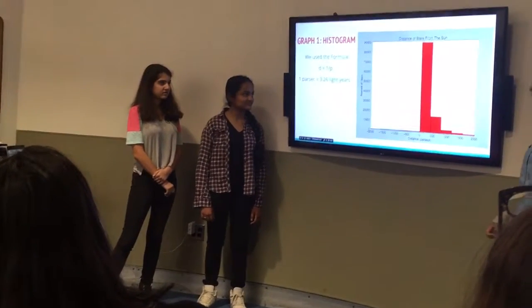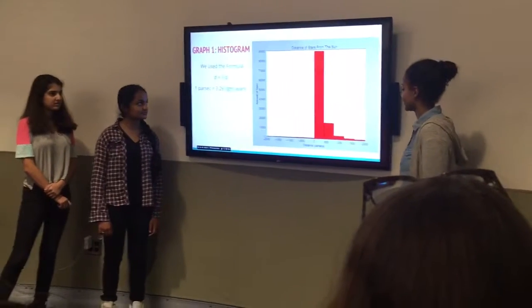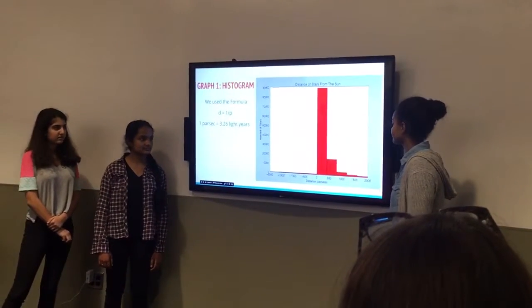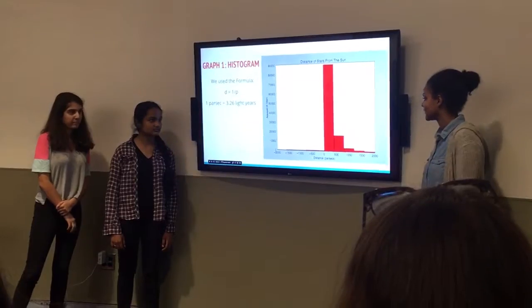But scientists have created a new satellite called Gaia that is better at finding out the data and making it more accurate.